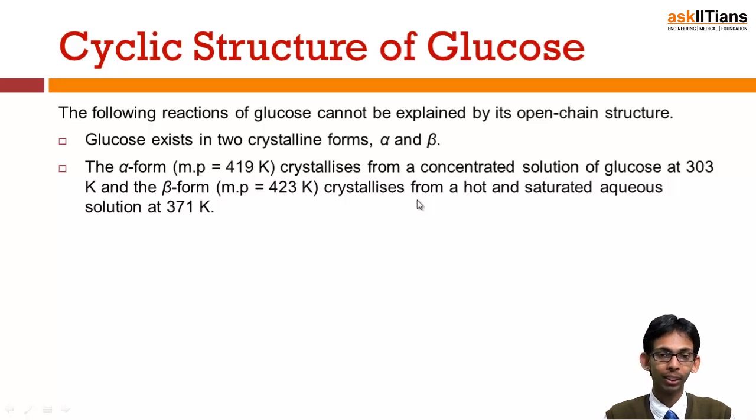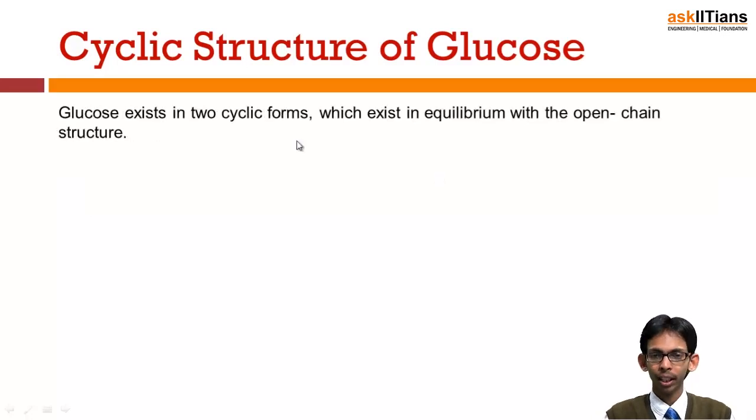So these two observations indicate that there are some properties which are not explained by the open chain structure of glucose, and that is why it was suggested that glucose exists in two cyclic forms which exist in equilibrium with the open chain structure. Let's have a look at what those are.